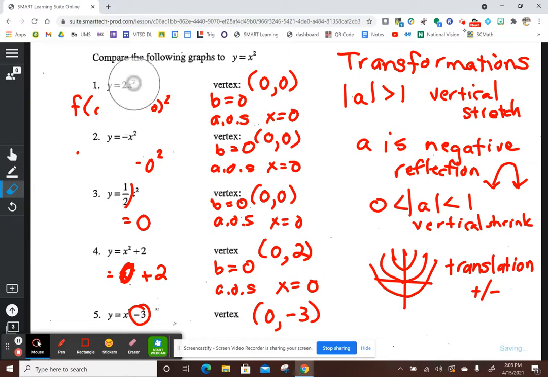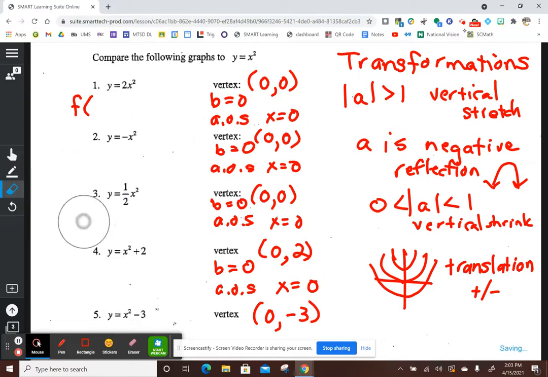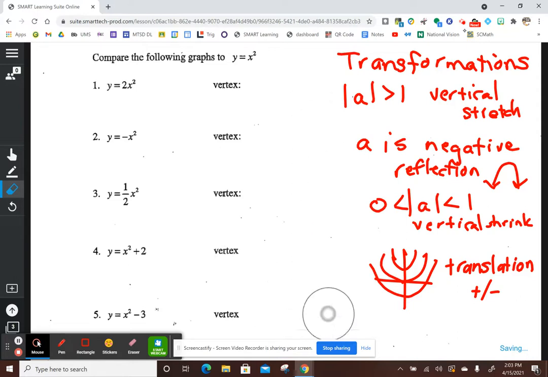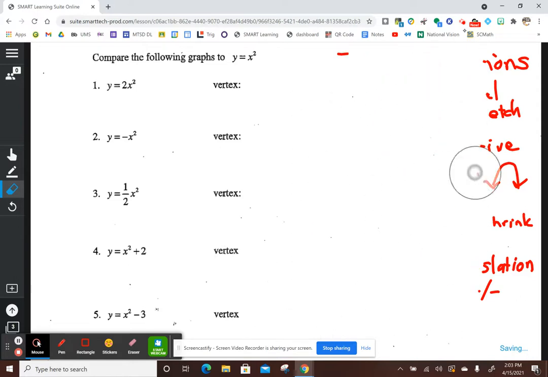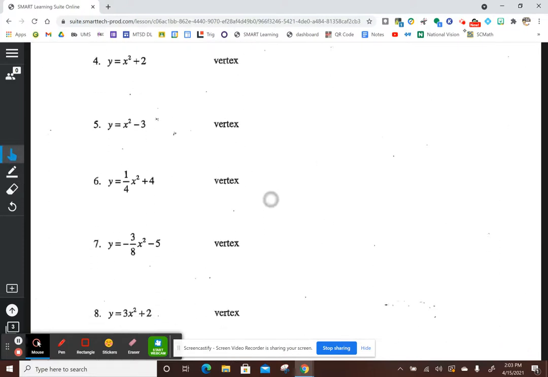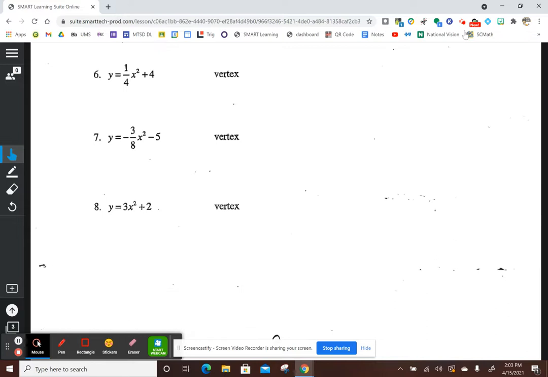So now I want you to try to finish the page, see if you can state the vertex, and see if you can list the type of transformations. So stop the video and start it again when you're ready to see the answers.